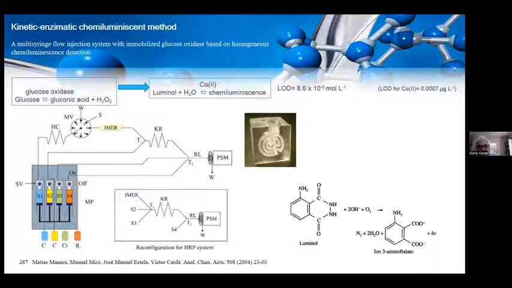For example, 8.6 times 10 to the minus something mole per liter. Also, the reaction could be applied using hydrogen peroxide and luminol catalyzed by cobalt, and in this way determine cobalt(II) at a very, very, very low detection limit.